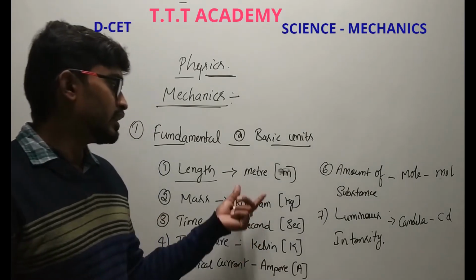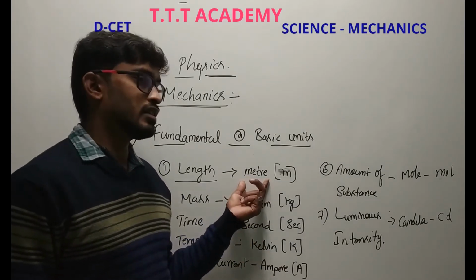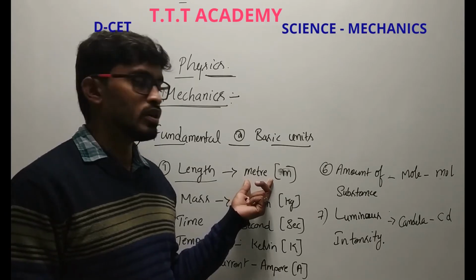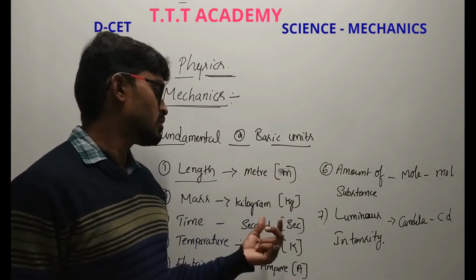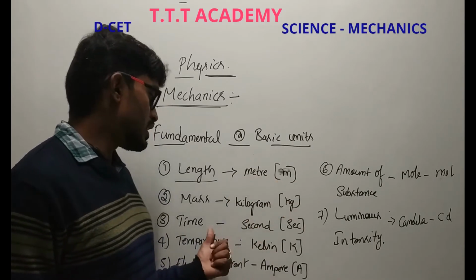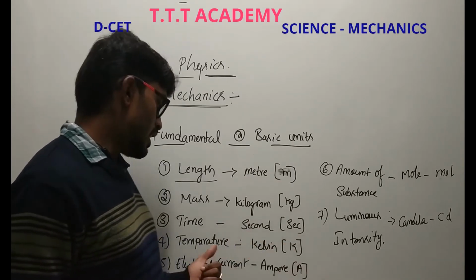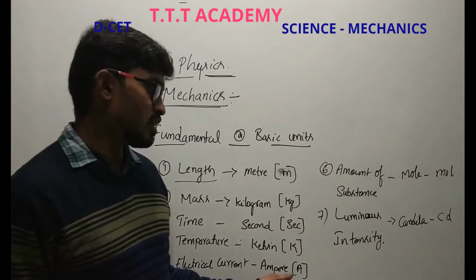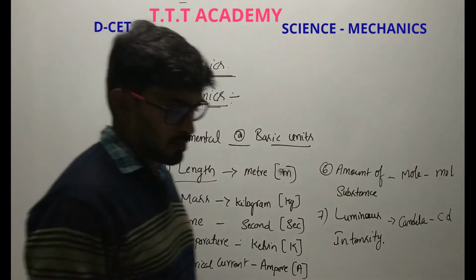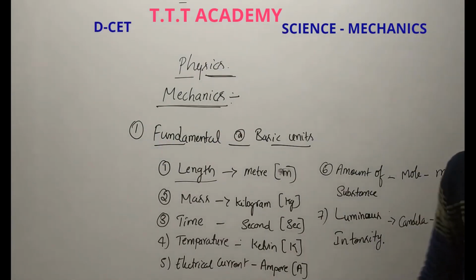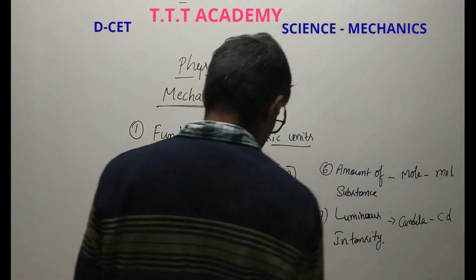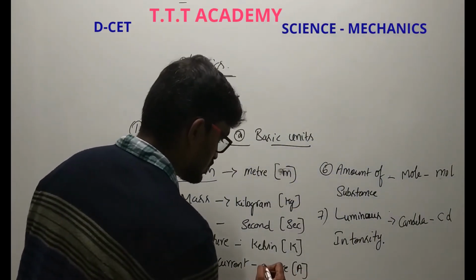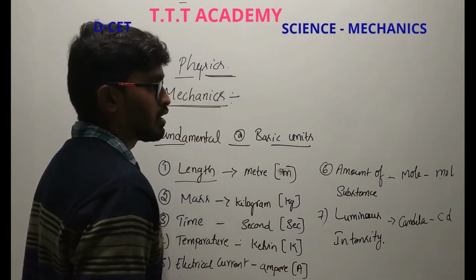And then how to measure them. The standard unit of length is meter, its symbol is m. Kilogram, kg. Time is in second, s. Temperature in Kelvin, capital K. And electric current you have to measure in ampere, indicated by A.